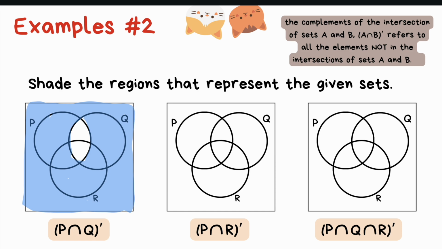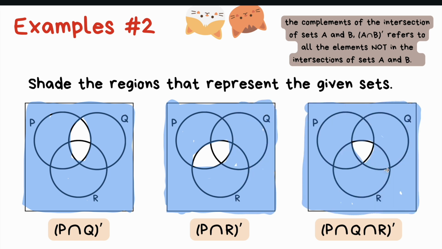Apply the same concept just now for the middle one and the right one as well. We first identify the intersection, then shade everything except the intersection of sets. And the final answer would look something like this.